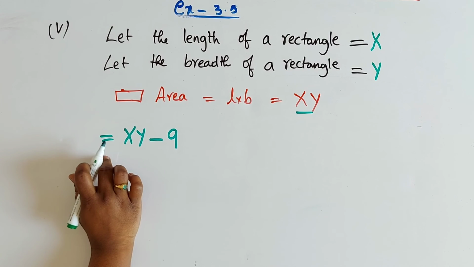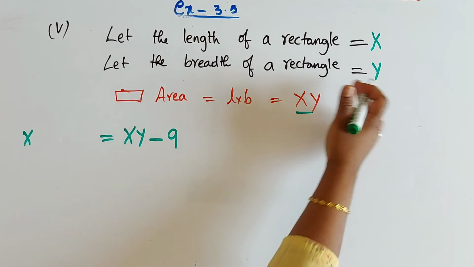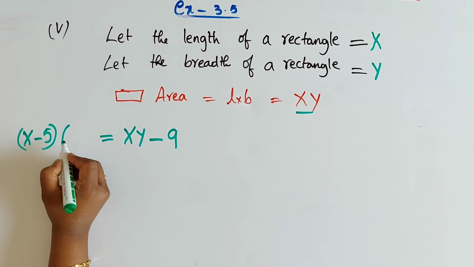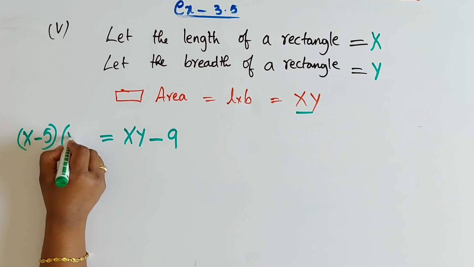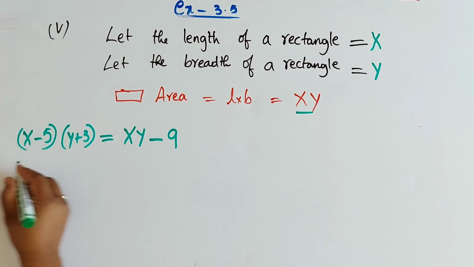When? If length is reduced by 5 units. That means length means x. X is reduced by 5 means x minus 5. And breadth is increased by 3 units. Breadth means y. Y is increased. Y plus 3. Right, children? This is the first statement.